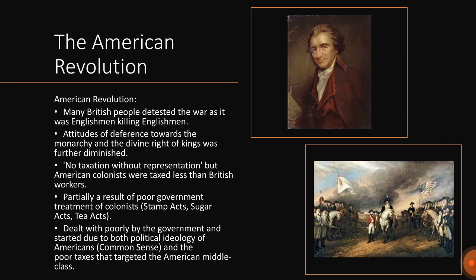So the attitudes of deference towards the monarchy and the divine right of kings was further diminished, obviously because the American colonists were establishing a republic with a president and had now left George III. So this challenges the divine right of kings that had hitherto been the precedent of governments at the time. If you're interested, Thomas Hobbes says a lot about this in his book Leviathan. It's very interesting. I'd also recommend Edmund Burke for further reading.